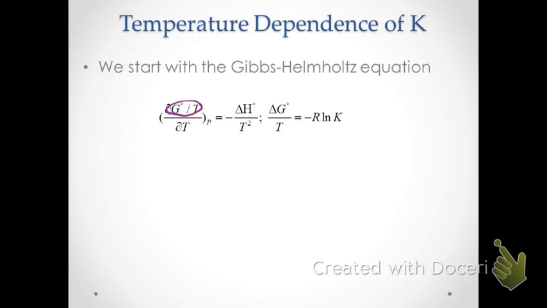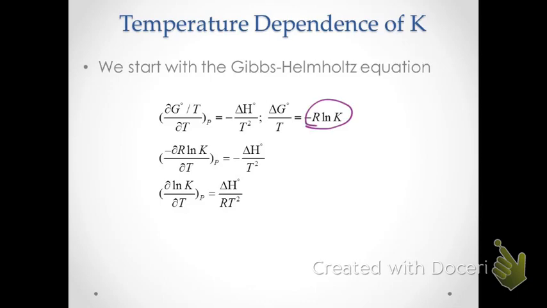So we note, of course, that from the Gibbs-Helmholtz relationship, we had negative delta H naught over T squared was equal to this partial. We can also remember that from the expression for the equilibrium constant, there's a relationship between delta G naught over T and the equilibrium constant.